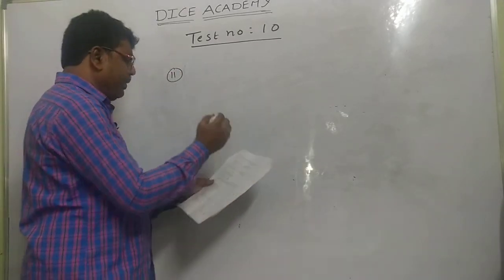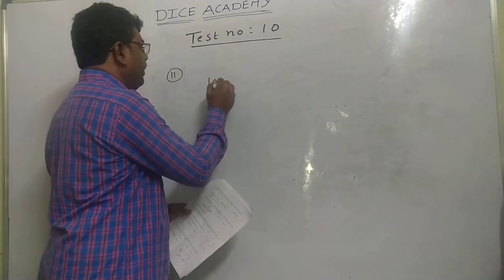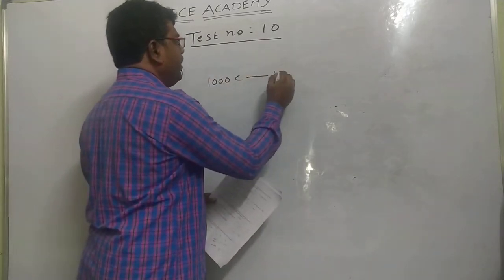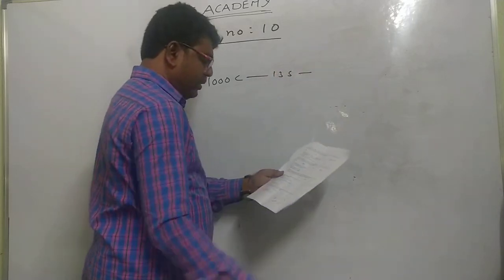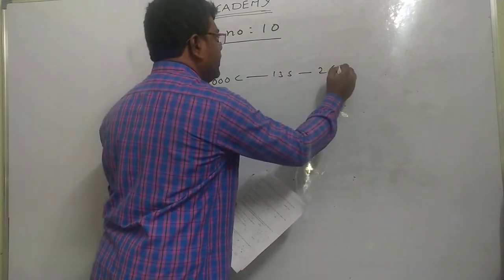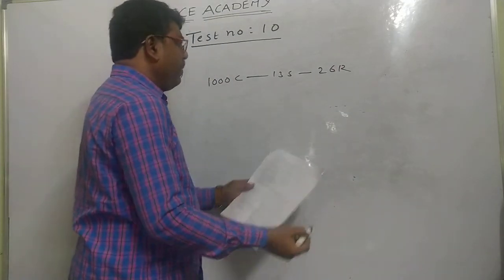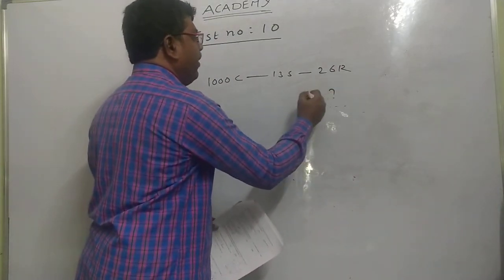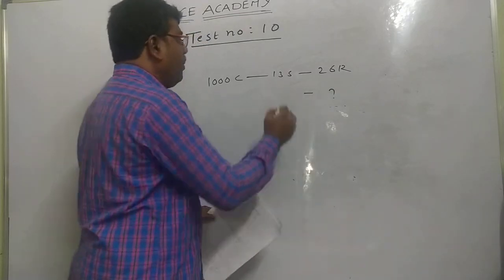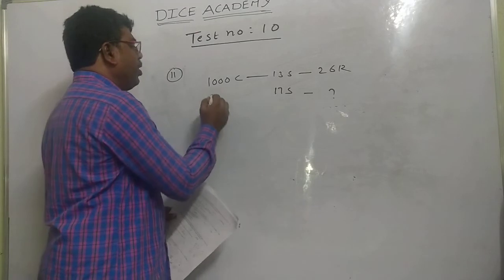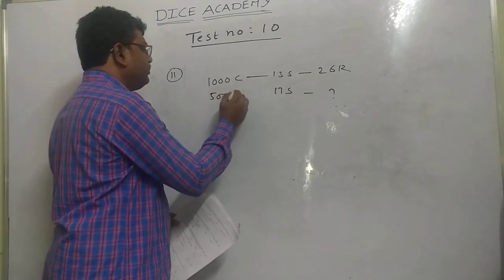So 1000 copies. How many sheets? 13 sheets. How many reams of paper? 26 reams of paper. How much paper is required means how many reams of paper are required. How many sheets: 17 sheets, and how many copies: 5000 copies.